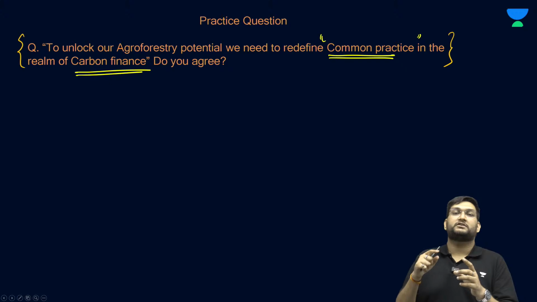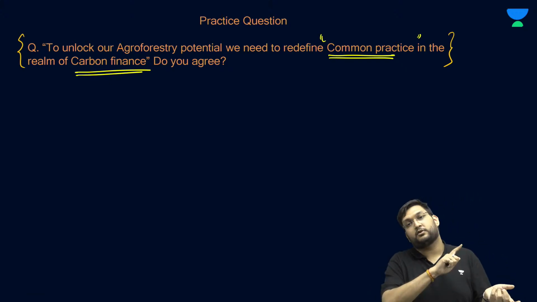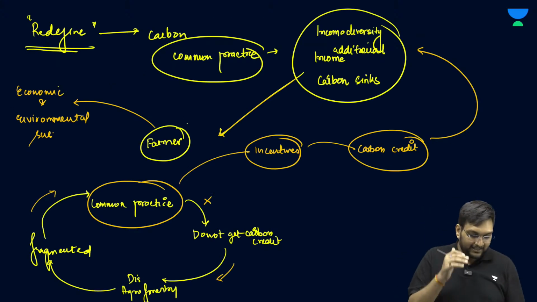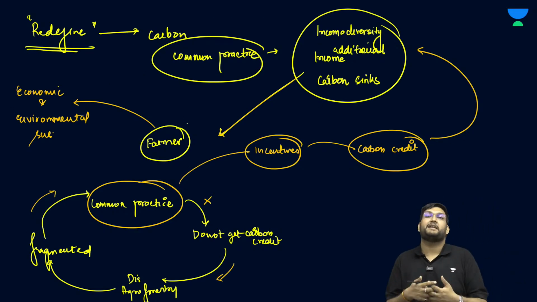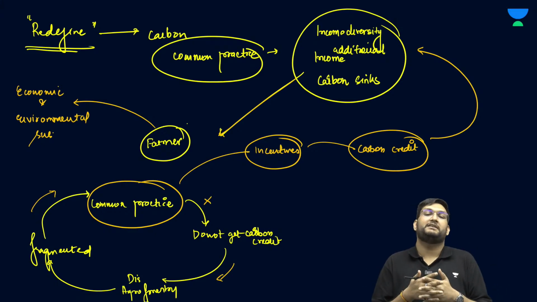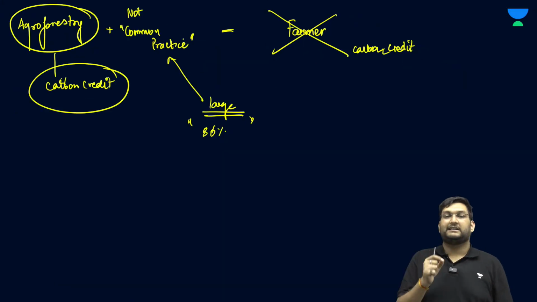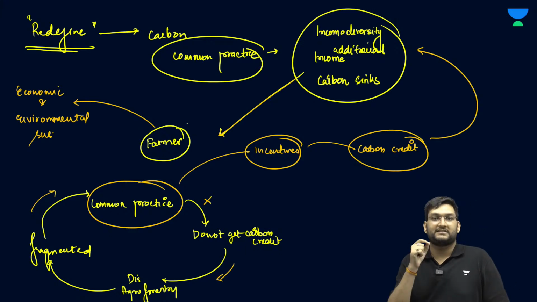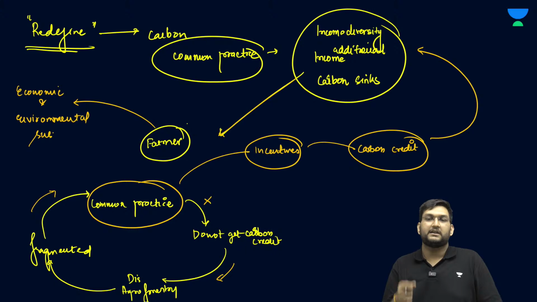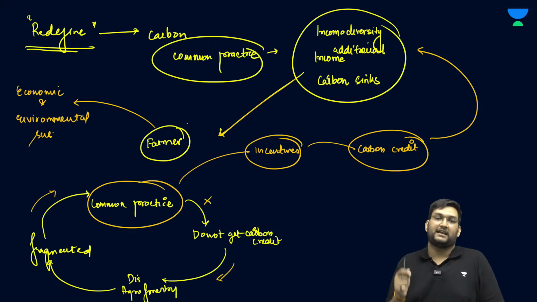And this is where the concept that anything which is typical to a region is common practice, therefore no carbon credit. And this is where this type of a flowchart, a mind map, can help you solve the issues which can come in the examination. And this is why this article is quite interesting, because it is linking a static portion of agroforestry with the concept of climate finance, with the concept of how we can change the cycle.